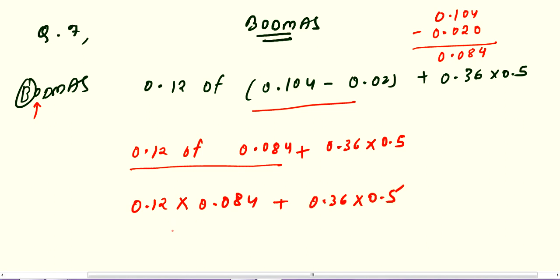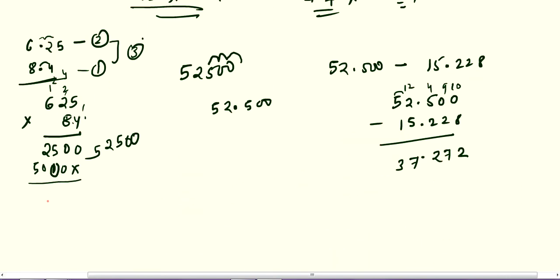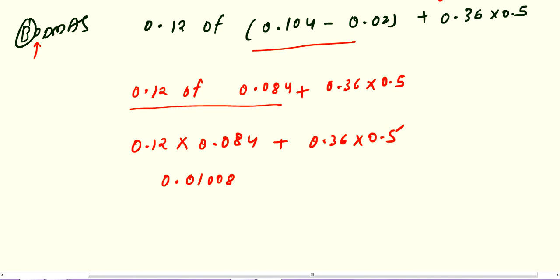So multiply this, 0.12 into 0.084. Simply you will get 0.01008. Like this you have to multiply, which I have explained now, and as you know very well because you are multiplying decimal numbers from class 4 onwards I think. Then plus, now after of we are having D. D stands for division. We are not having any division, so leave that D.